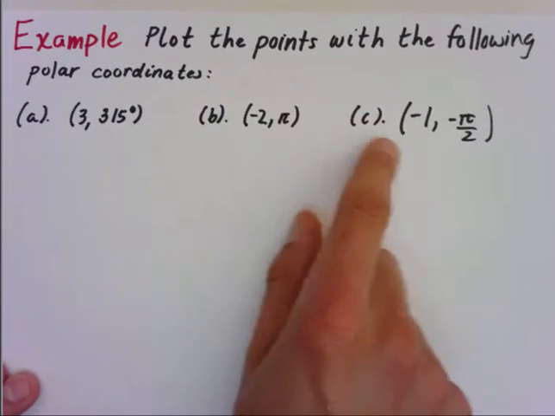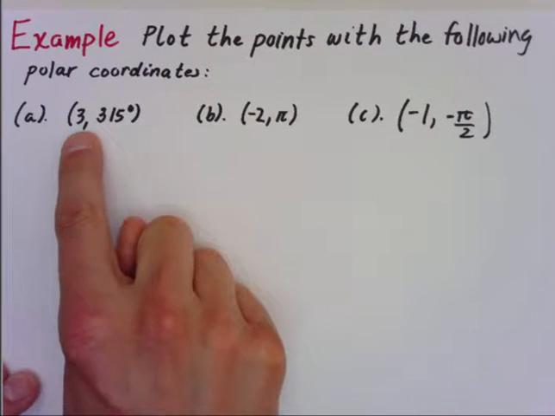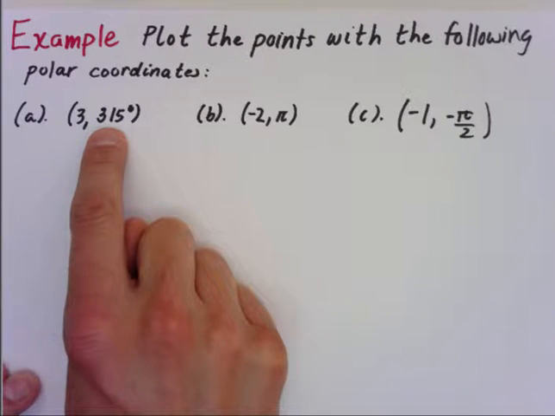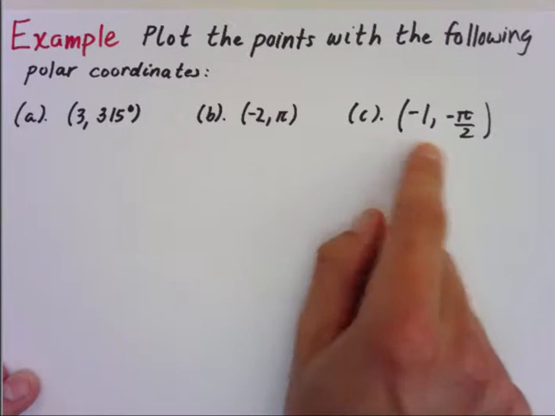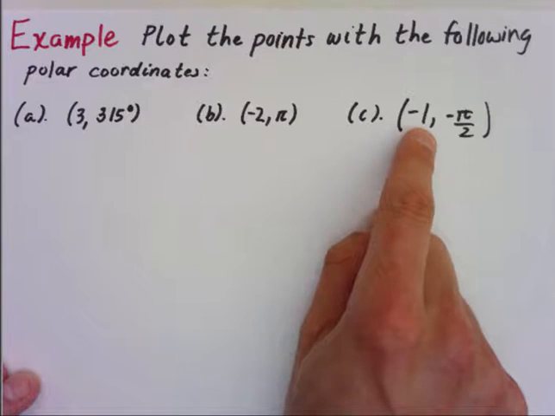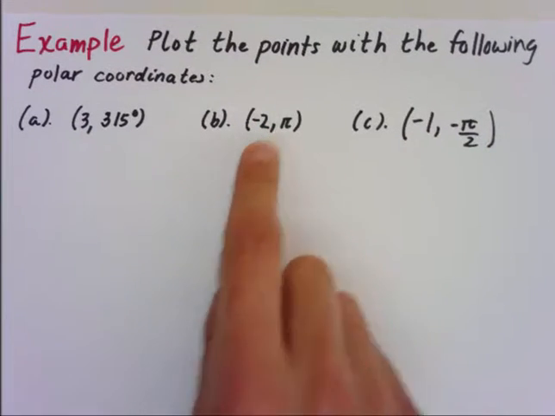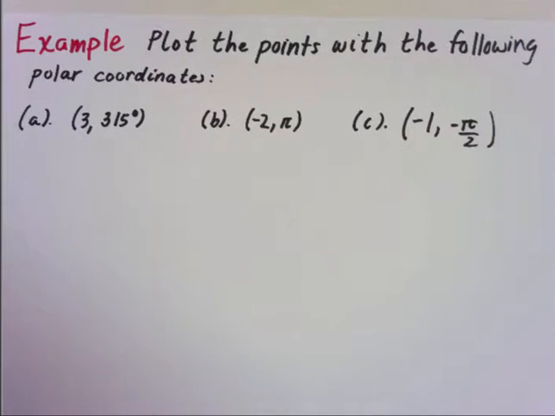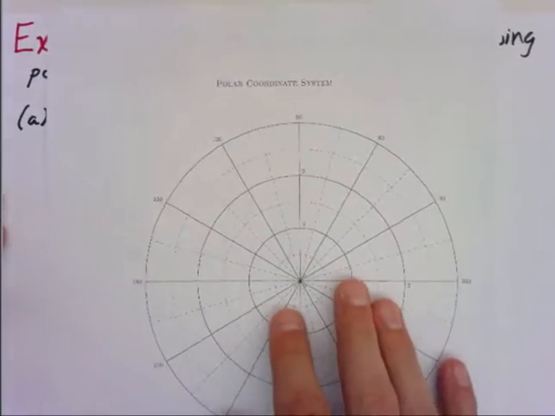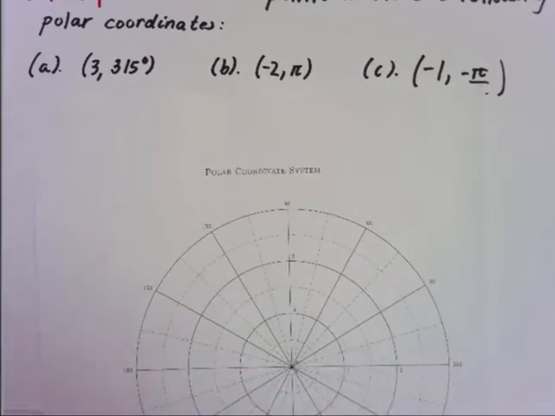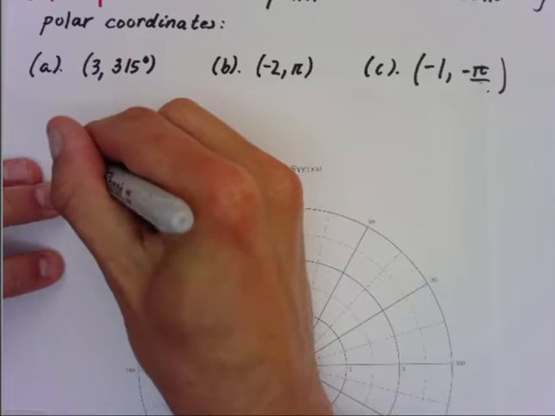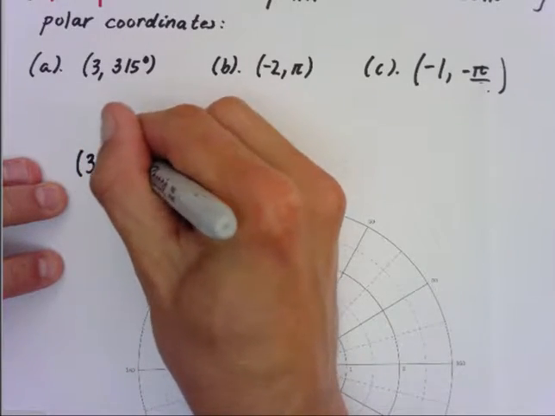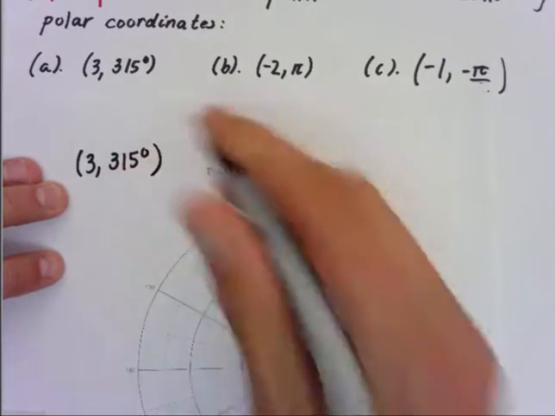So we're going to plot the following polar coordinates. And remember, the radius is first, followed by the angle, whether it's in degrees or radians. Okay, and you've got to pay close attention to these negatives because they're going to have an effect on our graph. So let's go ahead and look at plotting 3, 135 degrees.